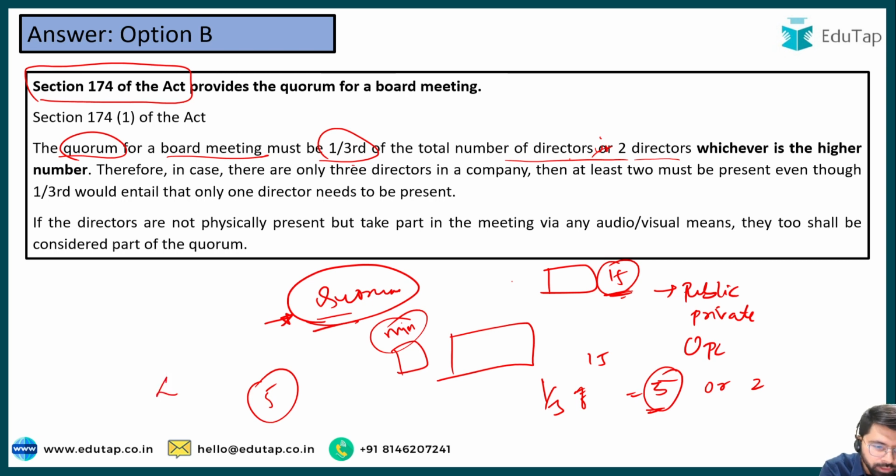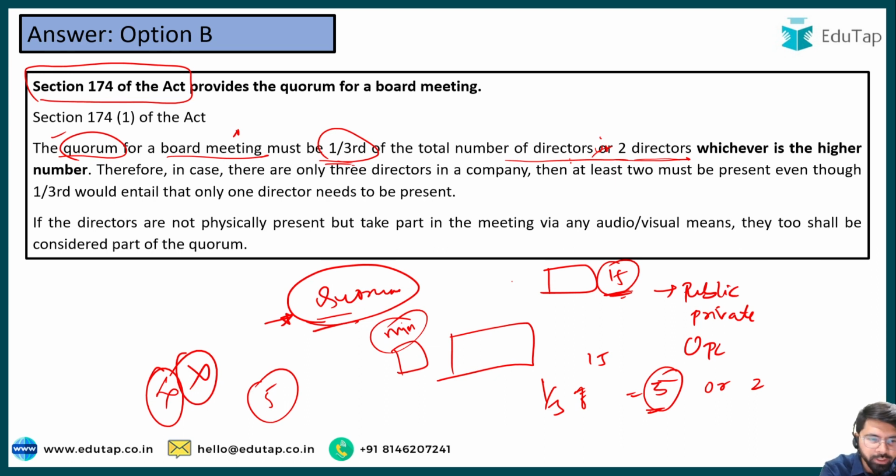If the strength is, suppose, 4, then the board of directors cannot proceed ahead with the meeting. They will have to suspend the meeting and maybe reschedule the meeting on a certain other date where the quorum is observed or quorum is present. So friends, always remember, this is a very important question. The kind of question that can be asked in the exam is, they keep testing whether you know the basic facts or not. So the quorum for board meeting must be 1/3 of the total number of directors or 2 directors, whichever is higher. Hence the answer is option B.